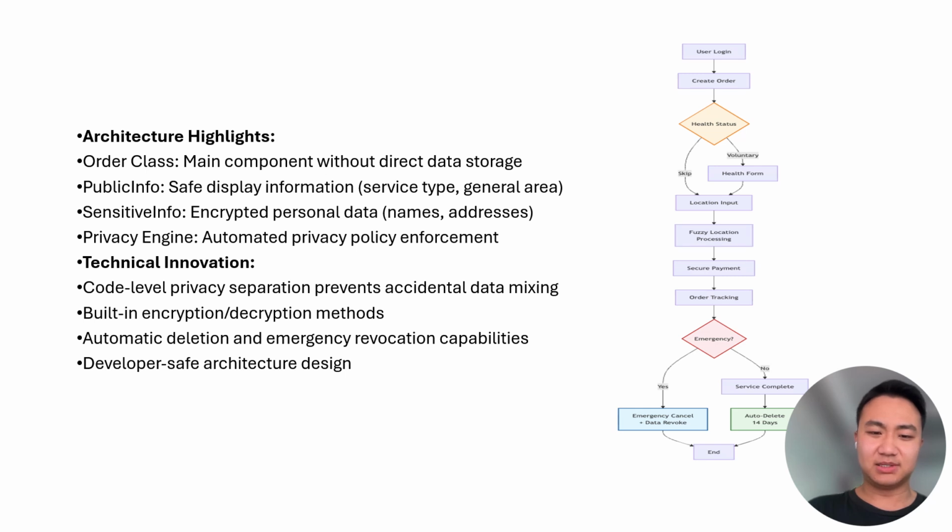This design means developers can't accidentally mix public and private data. The system architecture enforces privacy protection. It's not just a policy, it's built into the code structure itself. This is how we ensure privacy is protected by default, not as an afterthought.